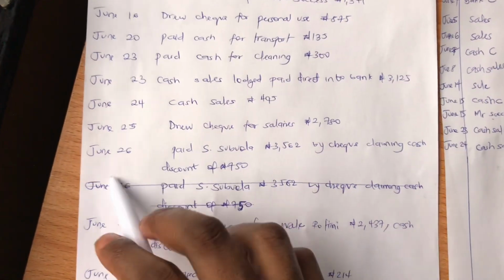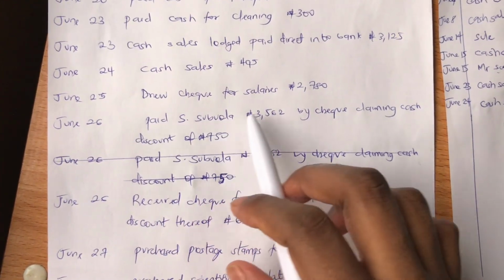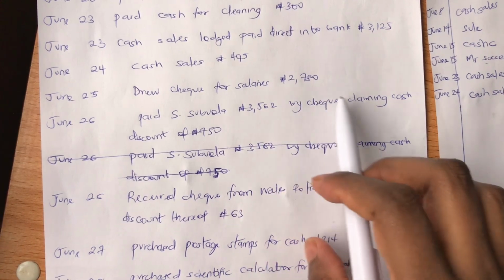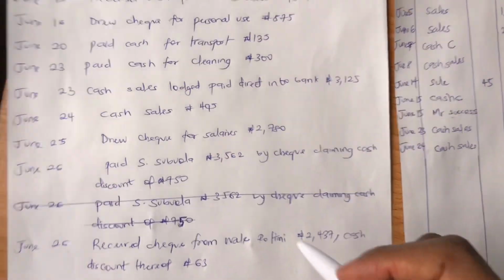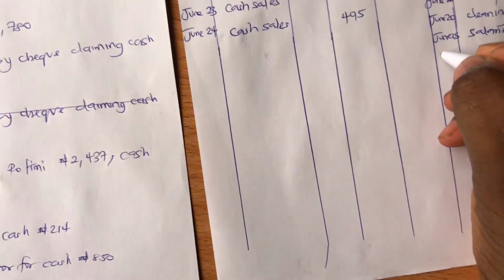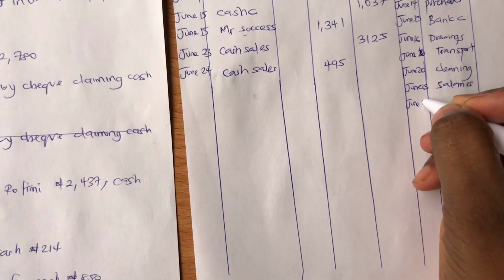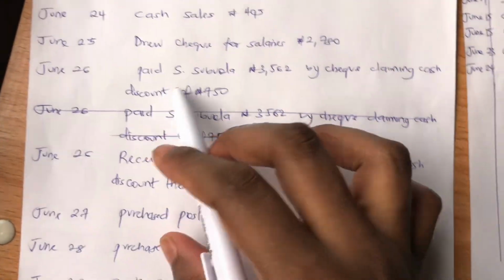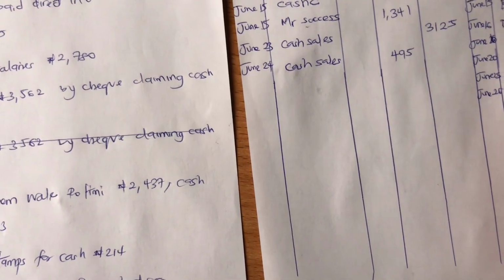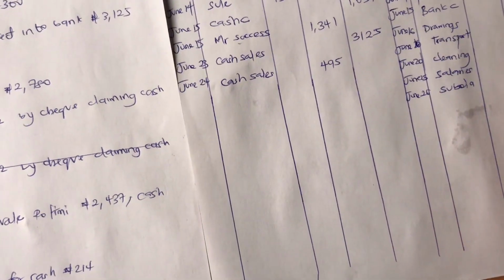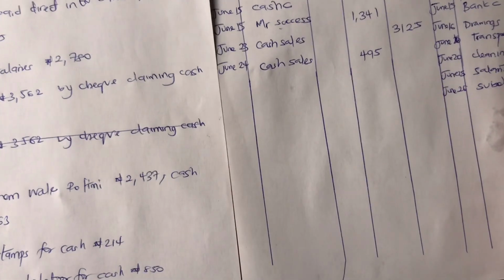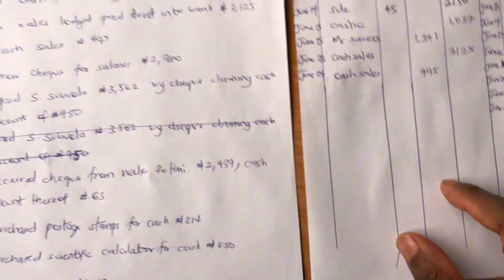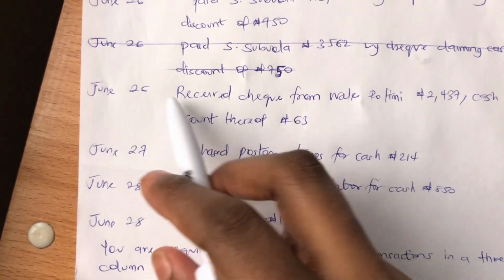So the next transaction is on June 26. Paid S. Shibola 3,562 naira by check, claiming cash discount of 750 naira. So made a payment to Shibola. So it's going to be debited. It's going to be credited, sorry. June 26th. We paid Shibola by check. So it's going to be under the bank column, 3,562 naira, and there was a discount of 750. The discount received 750.